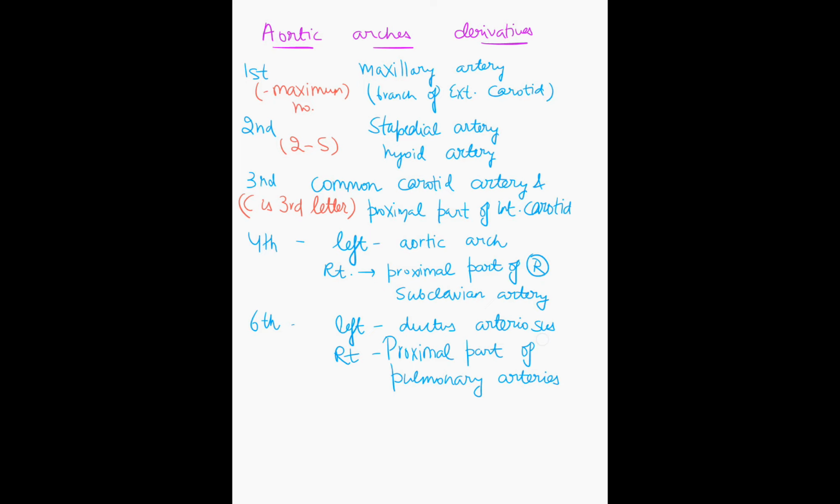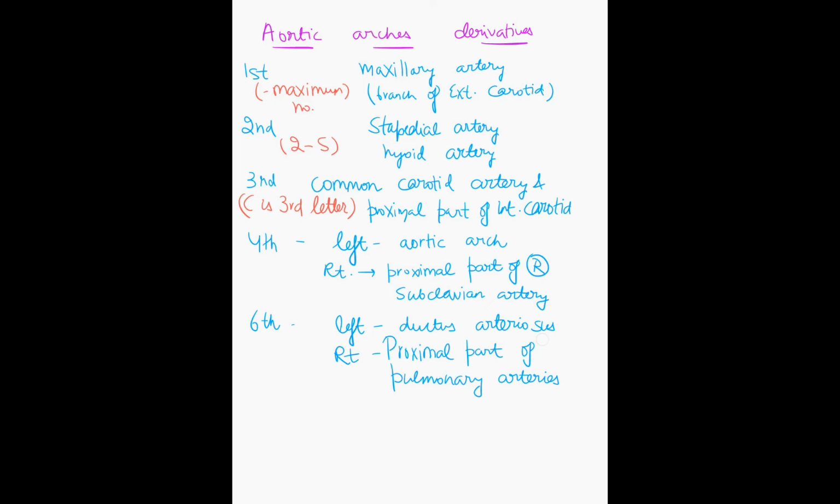Then fourth arch we had the superior laryngeal. And what is the artery? Left will give rise to aortic arch. On the left we have aorta, so left will give rise to aortic arch. On the right, the proximal part of the right subclavian. And sixth arch, the nerve was recurrent laryngeal nerve, and the artery on the left we have ductus arteriosus. Ductus arteriosus is related to oxygenated blood. So oxygenated blood is always more on the left side. So on the left we have the ductus arteriosus, and right side we have proximal part of the pulmonary arteries.